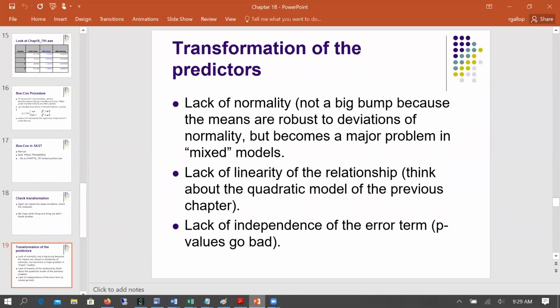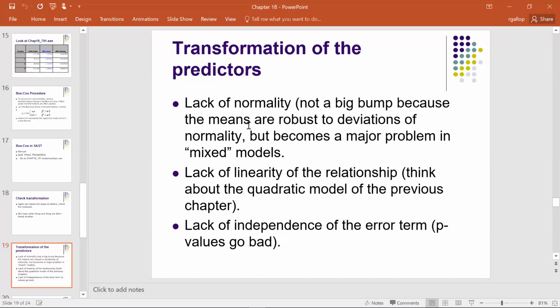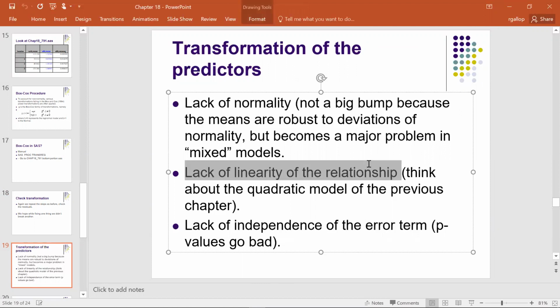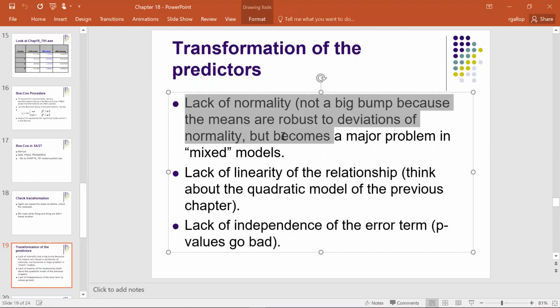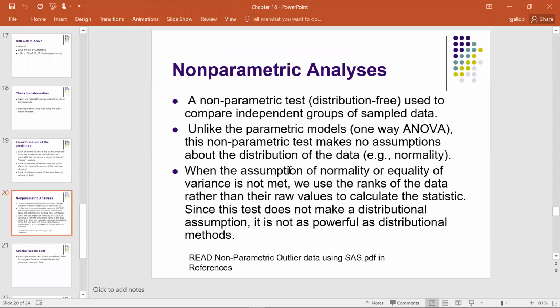Transformation of the predictor in the regression model, you may have done this, probably more for lack of linearity of the relationship. But independence of the error term, I wouldn't, again, another point with me in the book, disagree with. If your data is that, it's kind of hiding the autocorrelation when you transform the predictor. The big thing you may see is lack of normality, but in reality, with the ANOVA model, we're not going to transform the predictor. It's a category. So we're not going to transform.